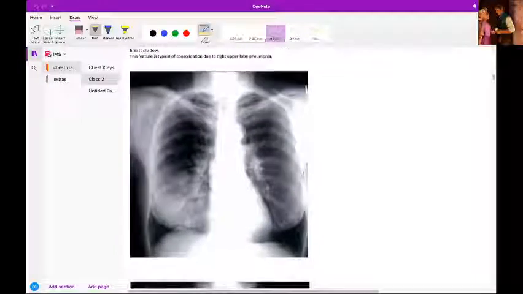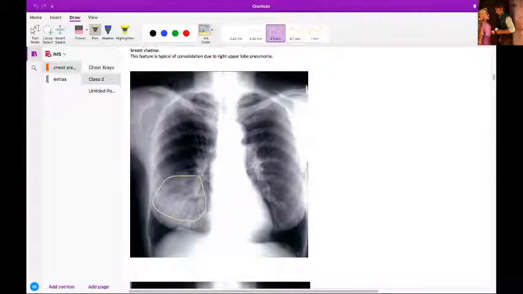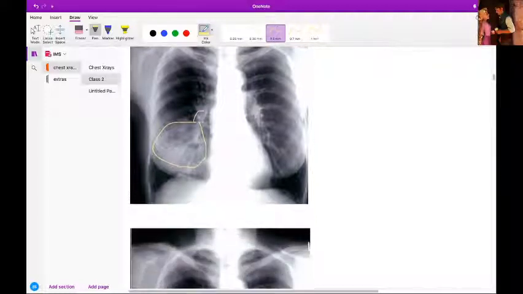In here, there's an opacity over here, which is more asymmetrical as compared to the other side. So this is right lower lobe pneumonia. And there is also some hilar adenopathy again.